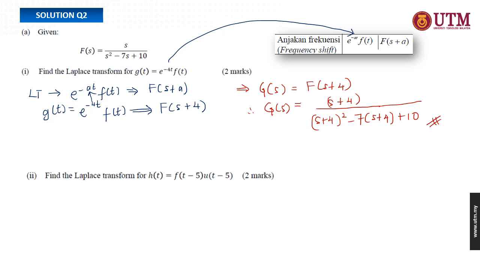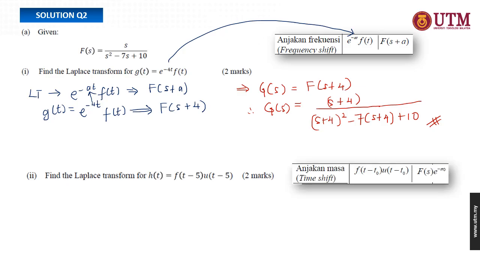Okay, next, the second question. Find the Laplace transform for h(t) equal to the given equation. So again, you need to refer to the Laplace transform table. So look at the closest shape as the given equation. So from the table, you may notice there's time shifting operations. In which f(t minus t naught) u(t minus t naught) will produce F(s) e to the minus s t naught. Okay, so let's compare the given equation with the one in the table.